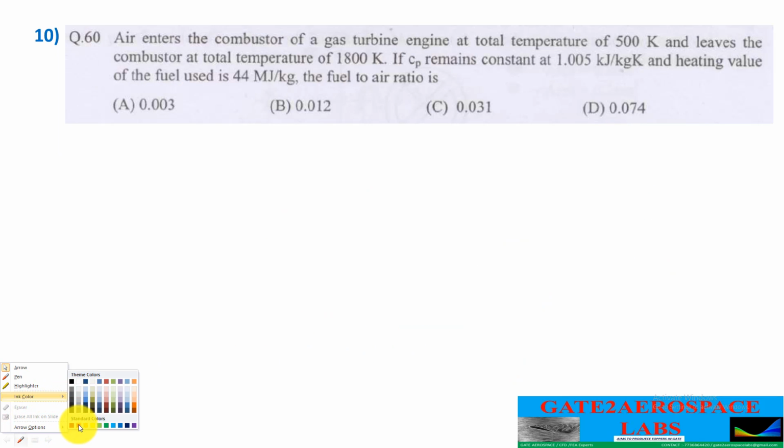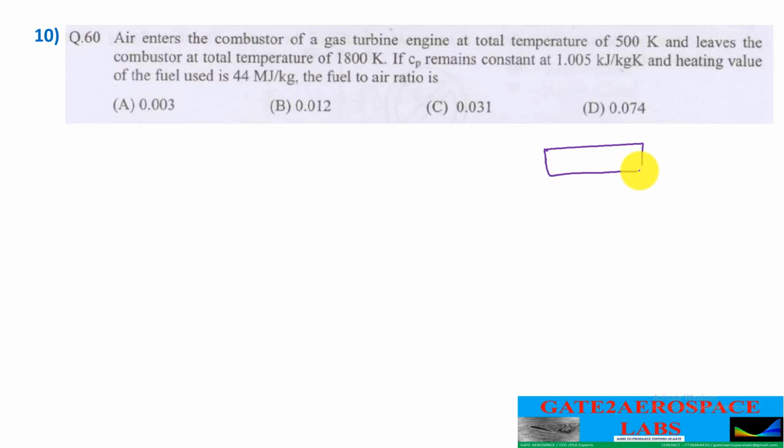Now the next question is, air enters the combustor of a gas turbine engine with total temperature of 500 Kelvin. So this is our combustor. Then it enters with 500 Kelvin and leaves with 1800 Kelvin. Cp is also given, 1.005 kilojoule per kg Kelvin. Heating value of the fuel is also given. Calorific value is given, 44 megajoule per kg.